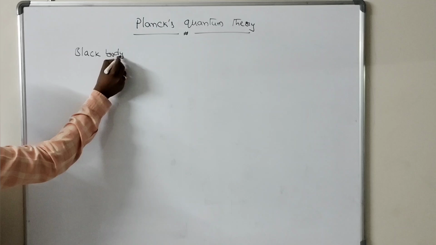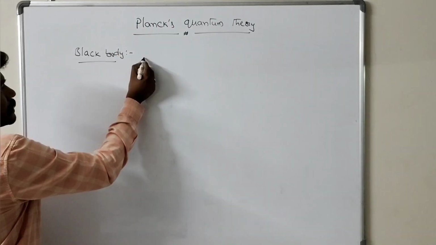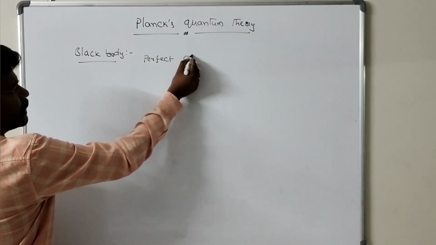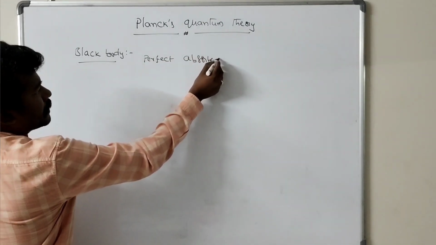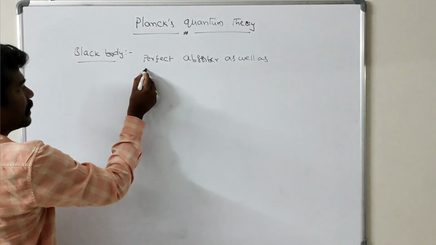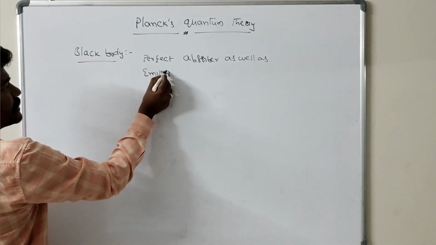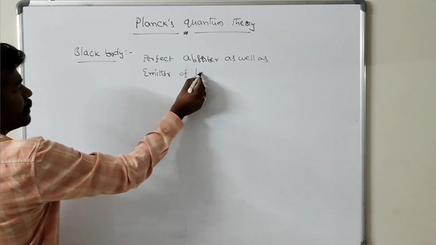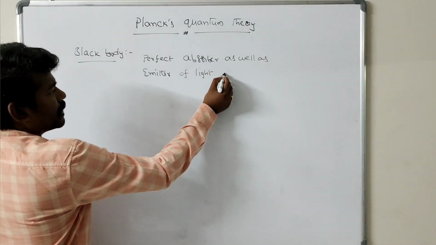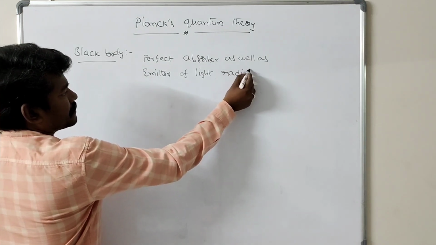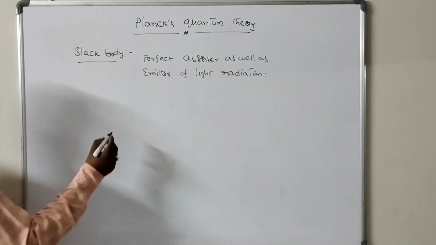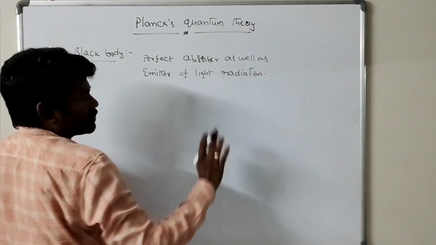What is a black body? This is a perfect absorber as well as emitter of light radiation. Perfect absorber as well as emitter of light radiation. This is a black body, of all types of radiation.